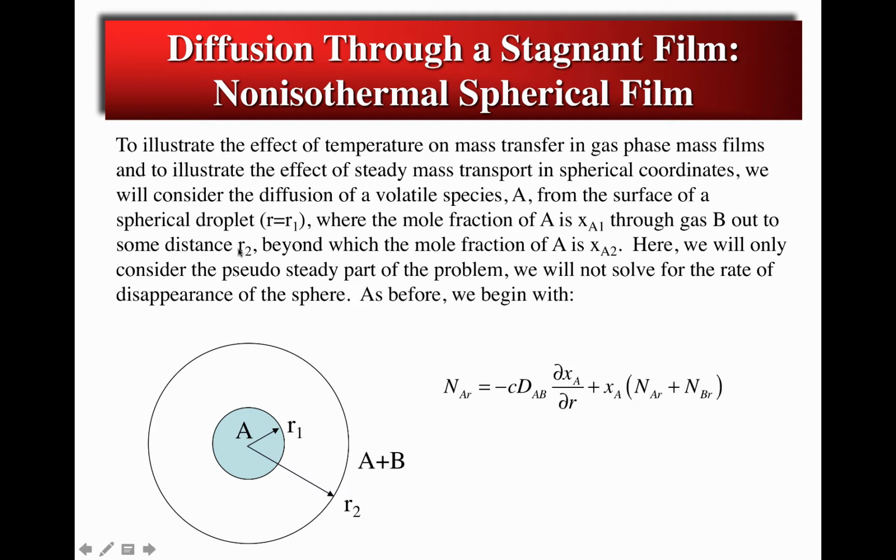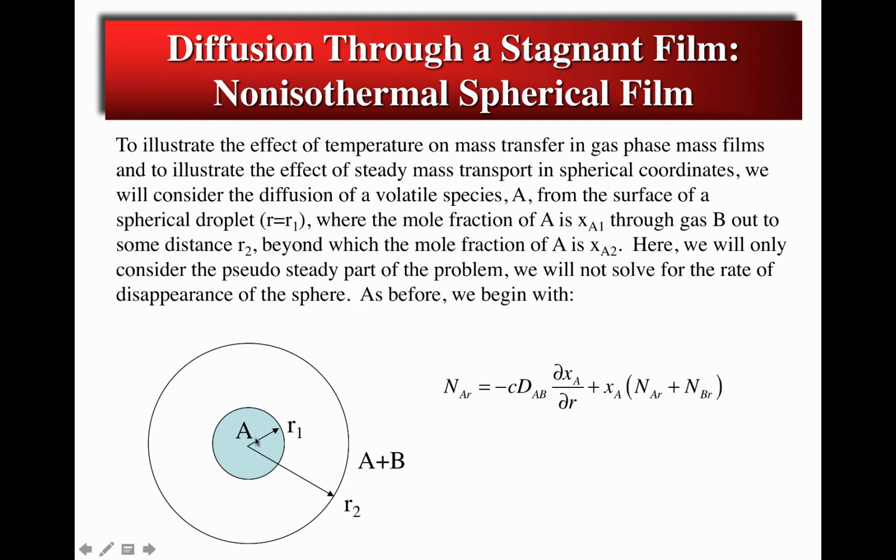Now I want to pass to a related problem, and that is diffusion through a stagnant film about a spherical particle, or if you will, a droplet, or a solid that is slowly subliming, a liquid that is evaporating into its surroundings, or a solid sphere that is slowly subliming into surrounding quiescent gas phase. That would be the equivalent of what I call a mothball problem, where you hang a mothball up in a closet and it slowly sublimes into the surrounding gas phase.